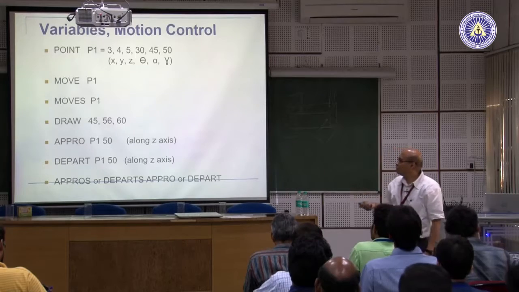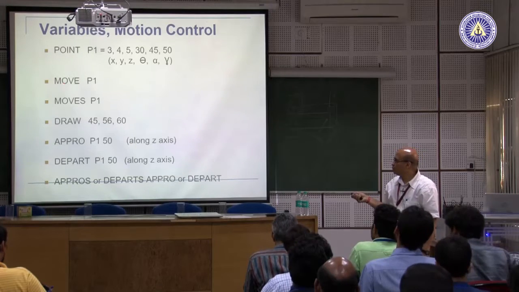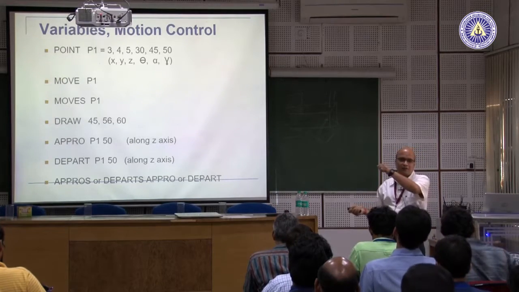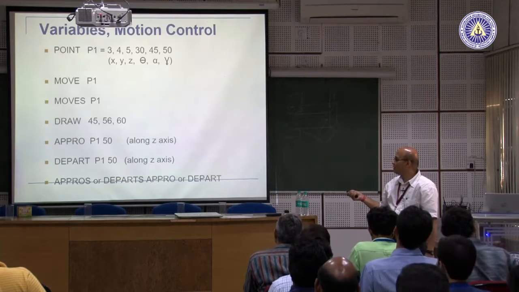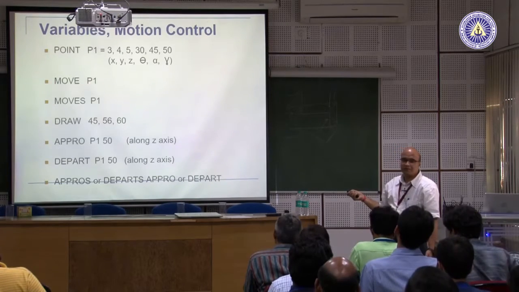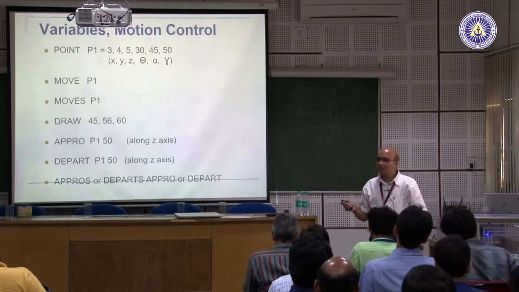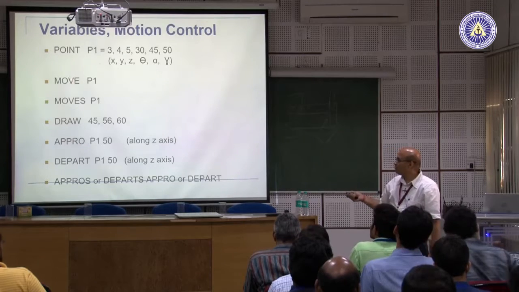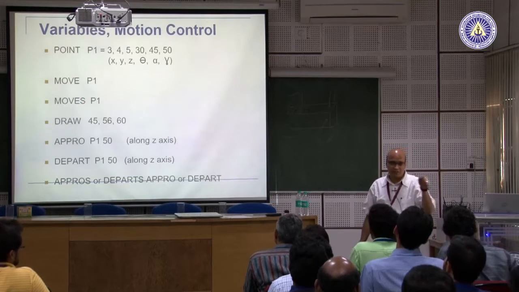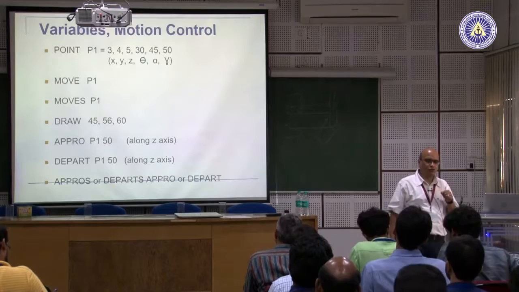Then we can move to the point by saying move P1. So it moves to P1. The command syntax is move P1. It understands it has to move to P1. Then in terms of move, there are 2 commands, move and moves. Move means move in any way. S means move in a straight line. Why would you need 2?